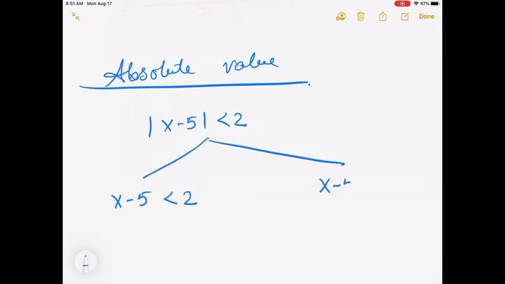I would keep the left-hand side as it is. But now you have to do two different things. You have to switch the sign along with making the number negative. So you have to make this number negative and you have to switch the sign. So you have to do two different things.